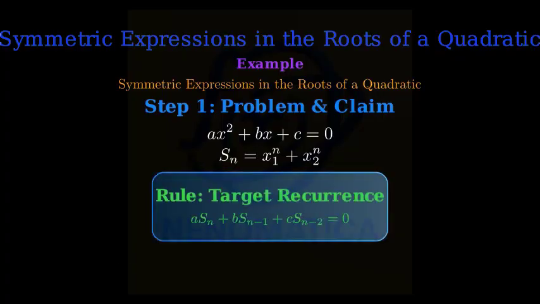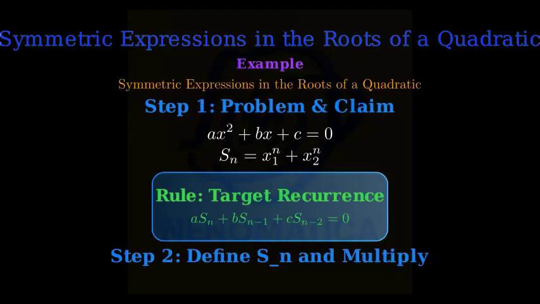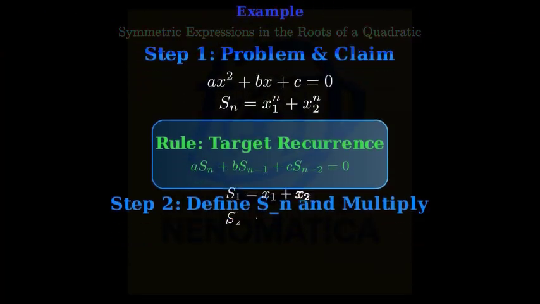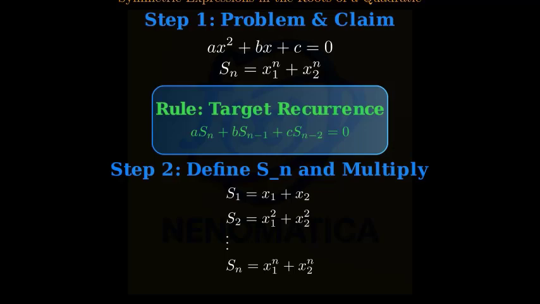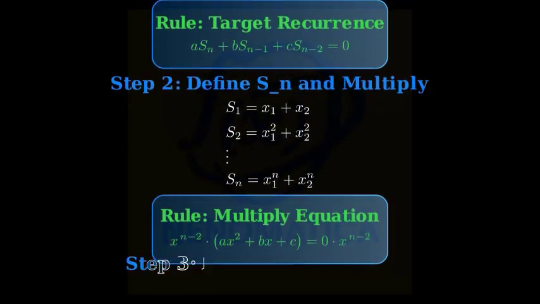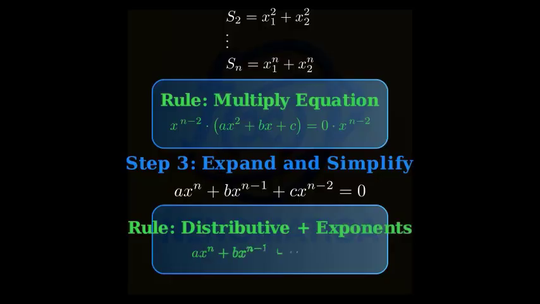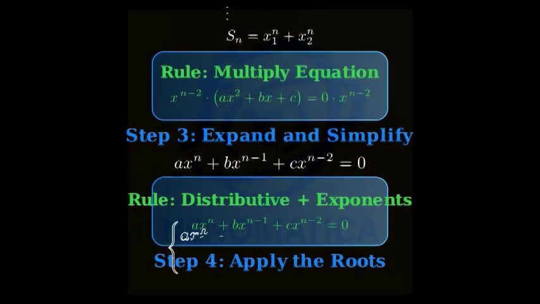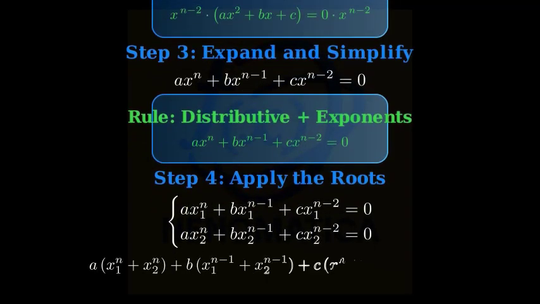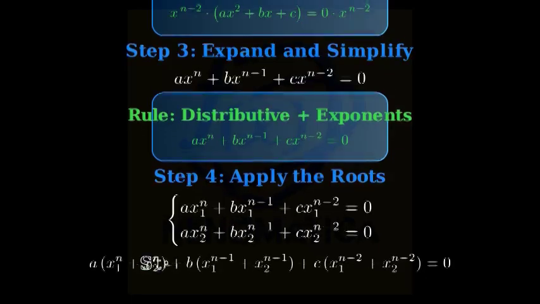Step 2. Define the early terms in the sequence explicitly and multiply the quadratic by x to the power n minus 2. Then multiply both sides of the equation by x to the n minus 2. Step 3. Distribute and use exponent laws. The left side becomes a x to the n plus b x to the n minus 1 plus c x to the n minus 2 equals 0. Step 4. Because x sub 1 and x sub 2 are roots of the original quadratic, the polynomial equals 0 at each root. Replacing x by x sub 1 and x sub 2 in the expanded equation yields a small system, which we then add together.